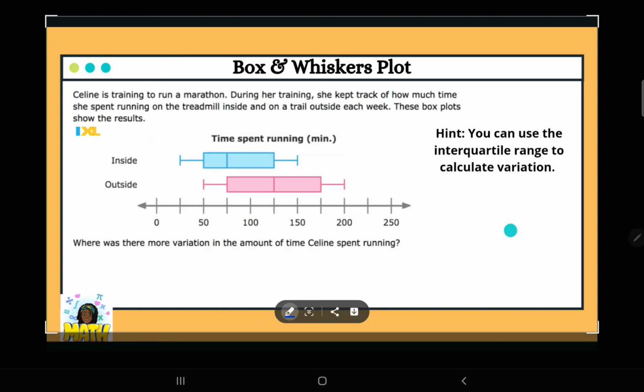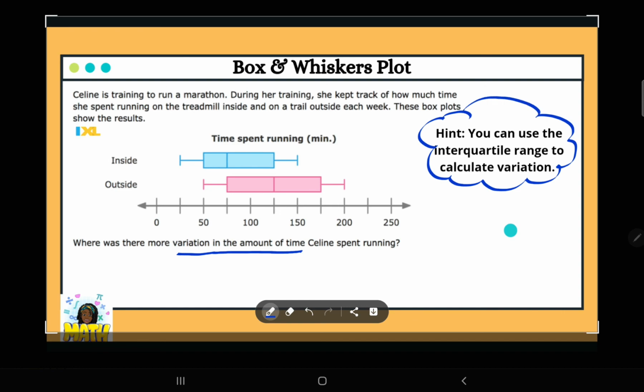Celine is training to run a marathon. During her training, she kept track of how much time she spent running on the treadmill, inside, and on a trail outside each week. These box plots show the result. Where was there more variation in the amount of time Celine spent running? And we have this little hint here. You can use interquartile range to calculate variation. So let's go ahead and find the interquartile range for each of these.